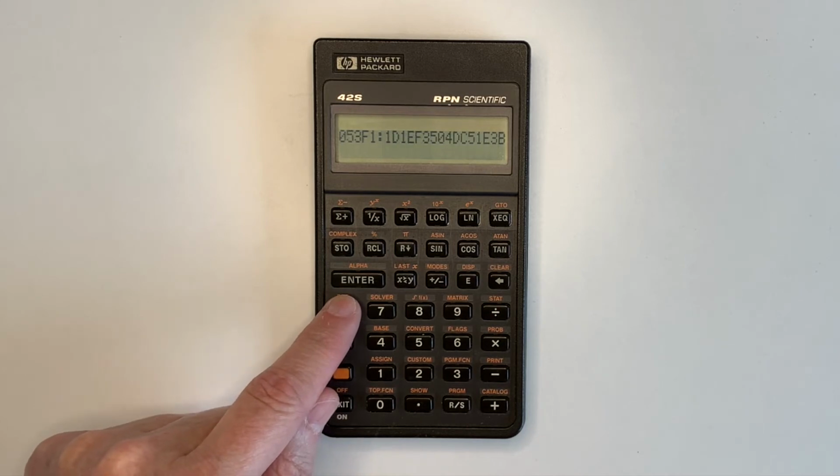Up arrow or down arrow, up or down hex 1000 nibbles. Multiply or divide, up or down hex 100 nibbles. Plus or minus, up or down by 1 nibble.